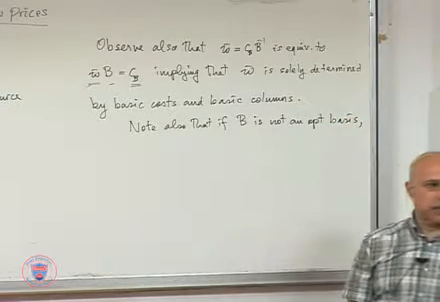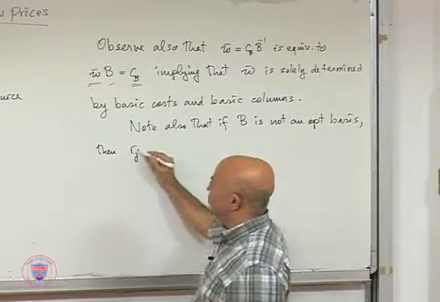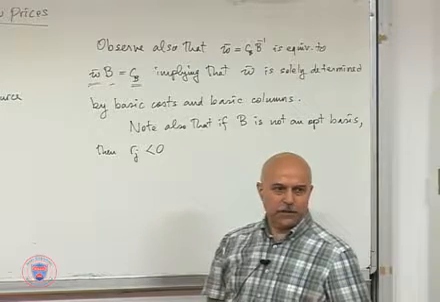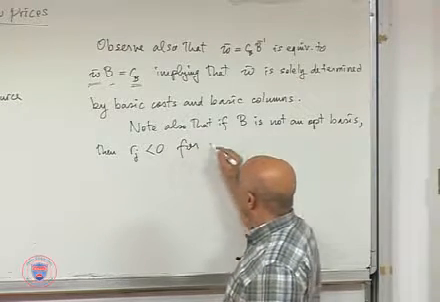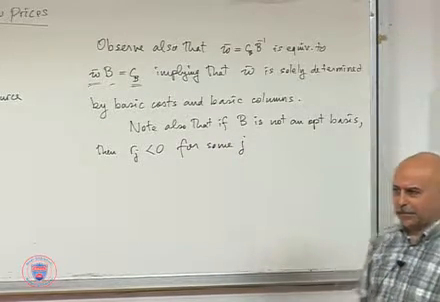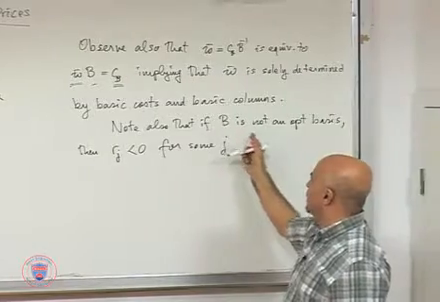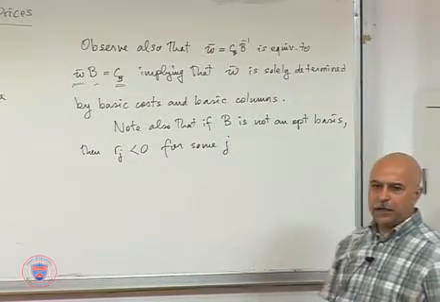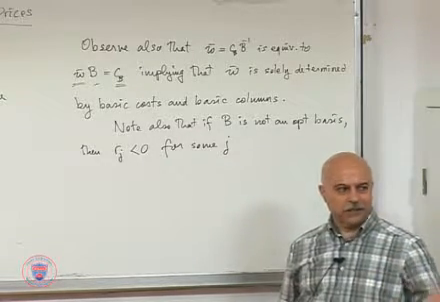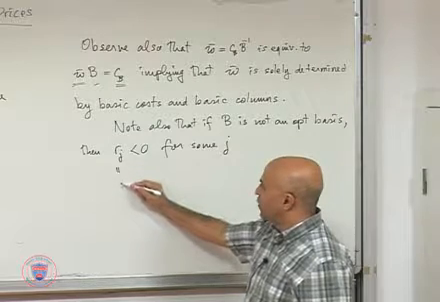If B is not an optimal basis, then what do we know? Then Rj for some j is negative. Reduced cost will be negative. If B is not optimal, then you must have at least one non-basic variable that qualifies to enter to improve. Whether or not you can actually enter it is a different matter, but it qualifies to be entered. All right. What is Rj?